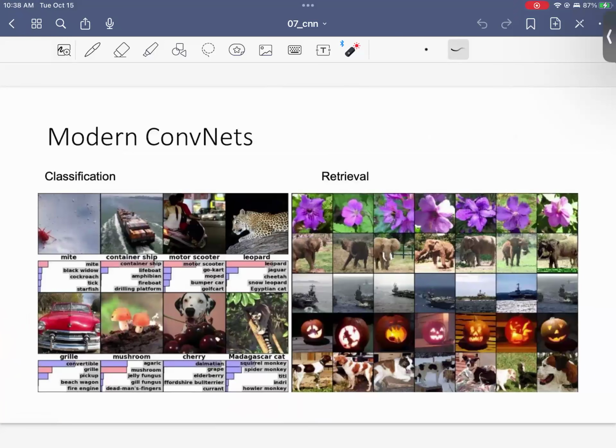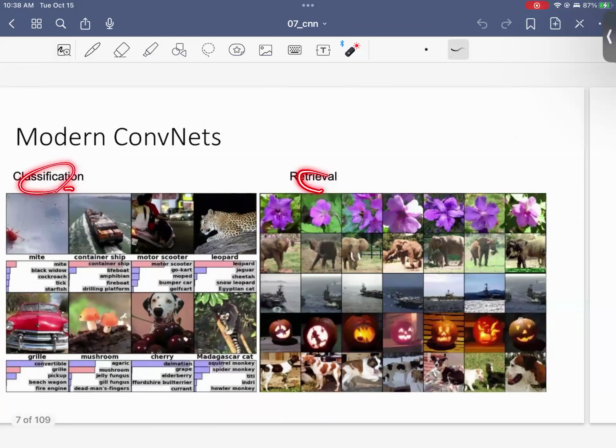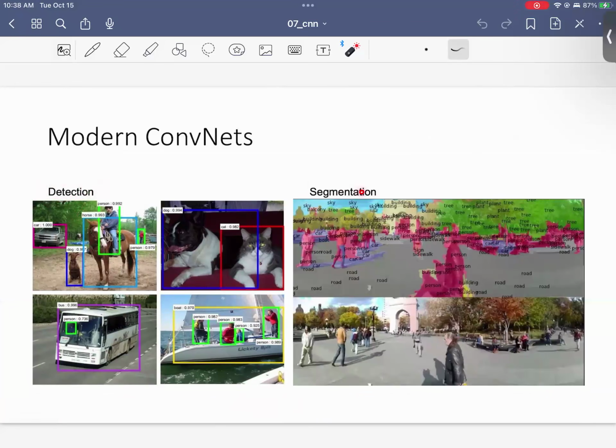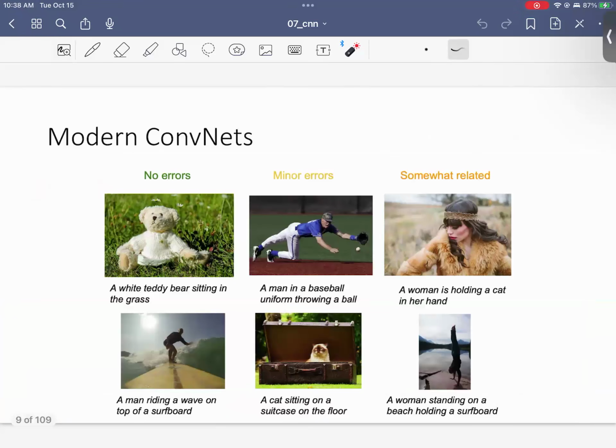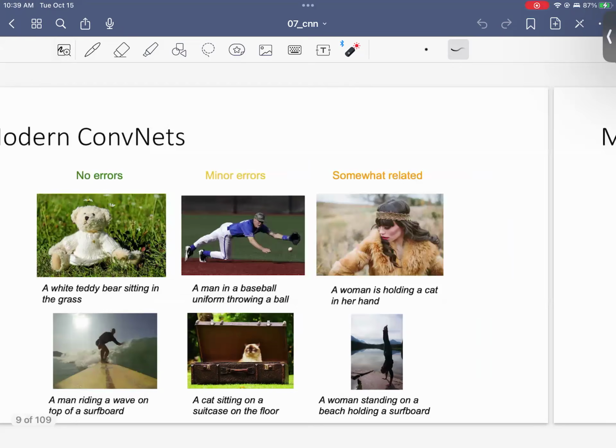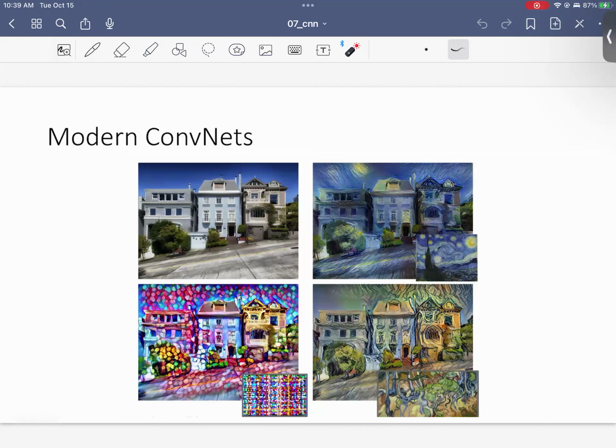Modern ConvNets can do way more than just image classification. There's image classification, retrieval, object detection, semantic segmentation, or object segmentation, and also image captioning. Also, it can go the other way around, actually, image generation. So for image generation these days, people use diffusion, not CNNs, so it's a mix between the two. And style transfer as well.